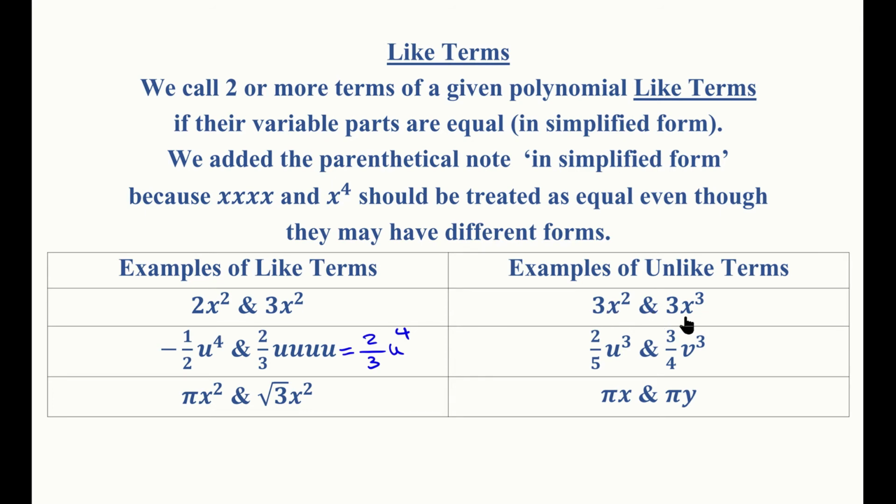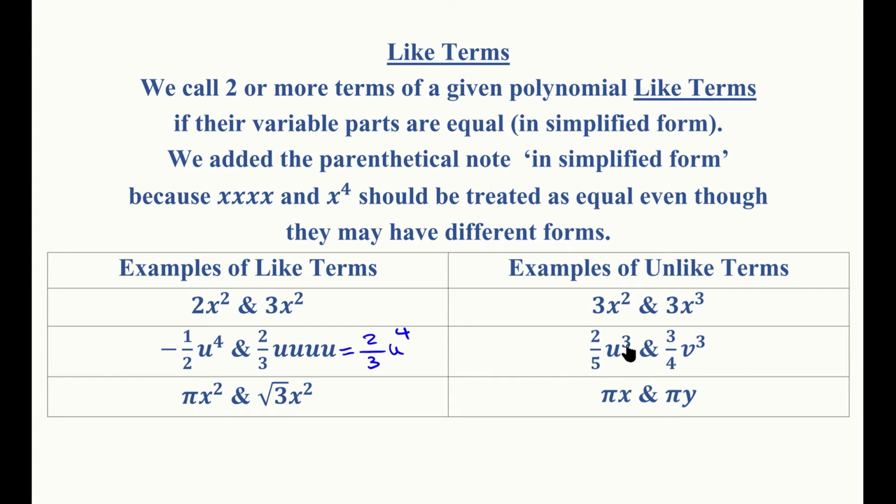In this first example, notice that the coefficients are the same, but we don't care about that. What we're really concerned with is the entire variable part. So the entire variable part here is x squared, and here it's x cubed. And of course, x squared and x cubed are not the same thing. So they're not equal. So therefore, these two would not be considered like terms.